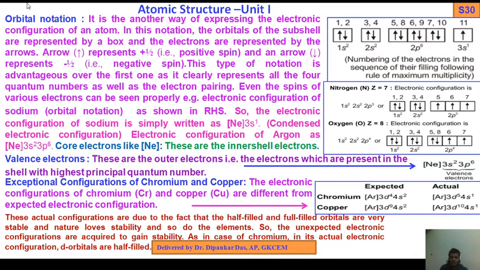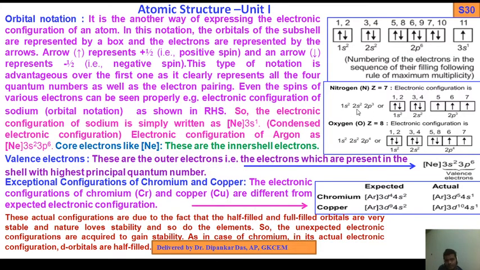So the electronic configuration of argon is [Ne] 3s2 3p6: 10, 12 plus 6. The core electrons, like neon, are the inner shell electrons. Again nitrogen, Z equals 7 atomic number: 1s2, 2s2, 2p3.